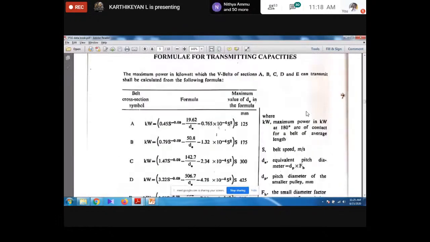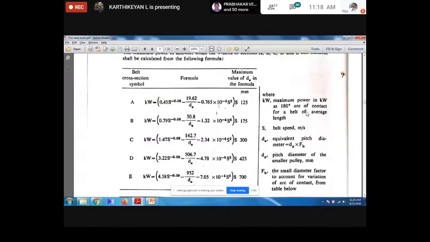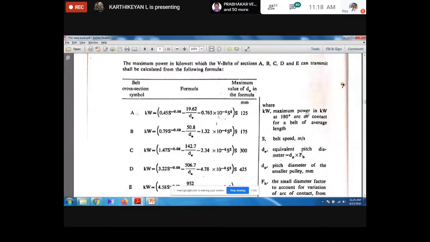So here it is available. This is the page number, PSG data book, page number 7.62. So I have selected B cross section, so I'm choosing this equation. This is a separate column, right? So don't confuse this 175 value with this equation. This is the separate column, maximum value of D in the formula. So the kilowatt formula is this one.